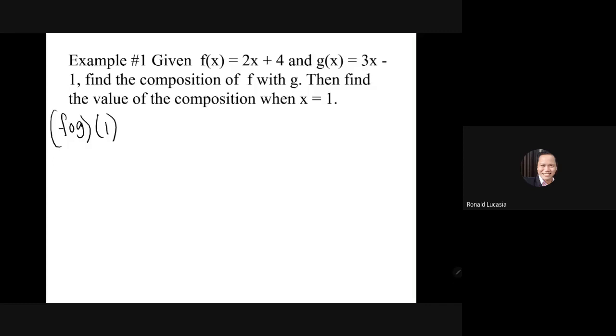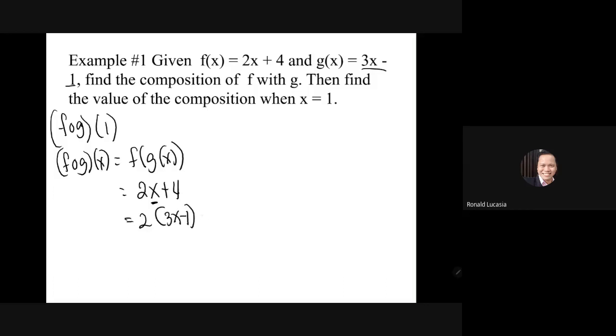So how do we do it? We know that f circle g of x is equal to f of g of x. So yung f natin dyan ay 2x plus 4, and then our g is 3x minus 1. So you are going to substitute x here using 3x minus 1. So that would result to 3x minus 1 plus 4. Ang pinalitan ko ay yung x. Ang pinalit ko kay x ay ating g of x, which is 3x minus 1. Question, saan nalito?